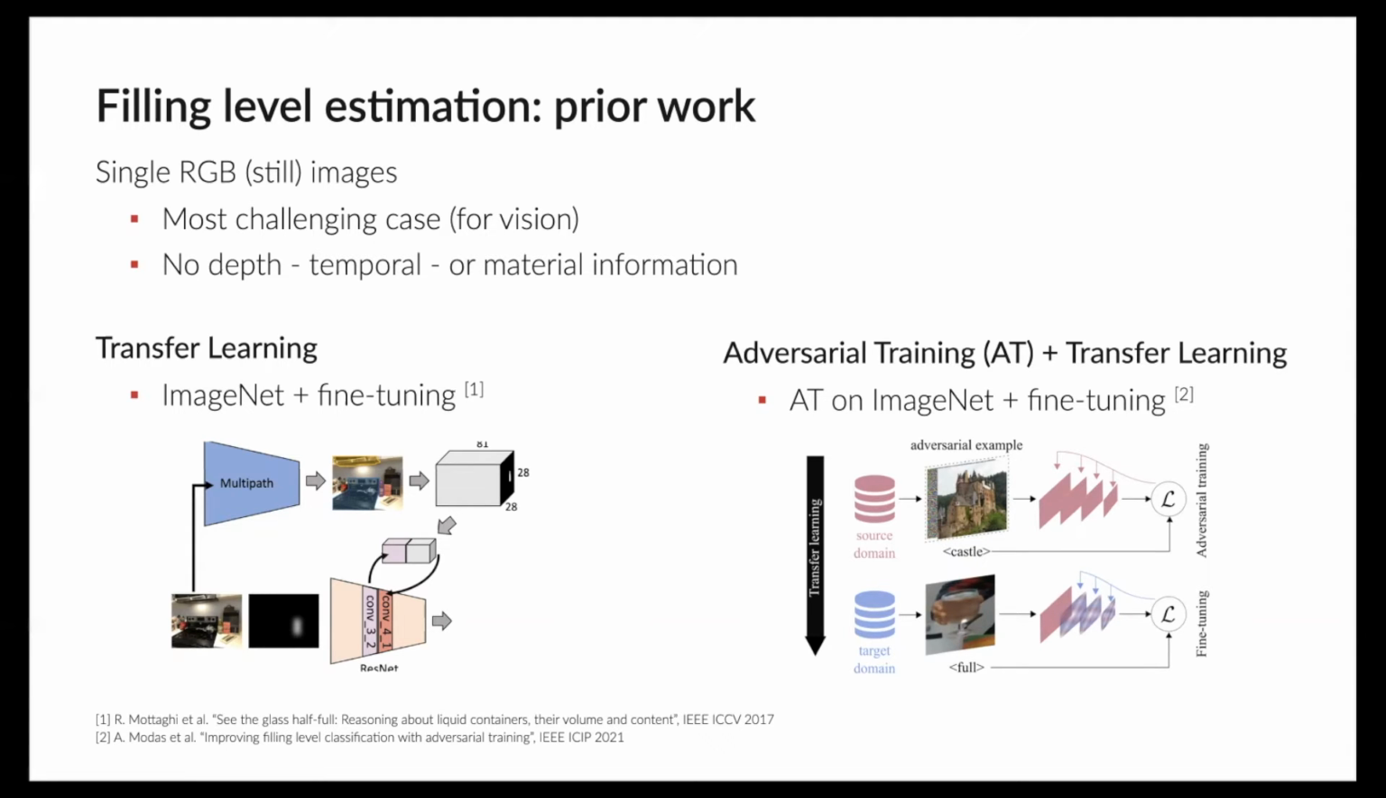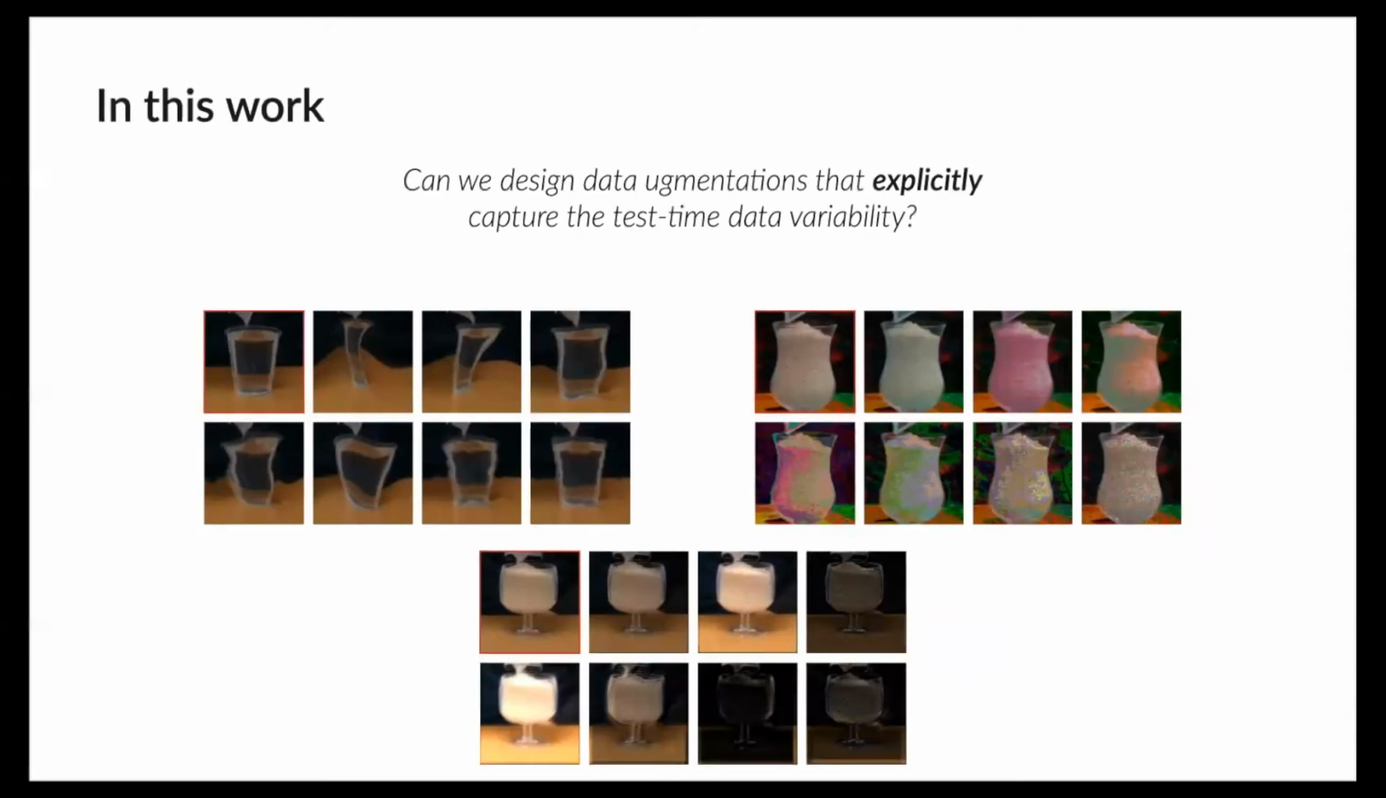But recall that in transfer learning, there is no mechanism to explicitly guarantee that the transferred features are actually relevant for the target task. Hence, in this work, we question the necessity of transfer learning. Instead, we investigate if we can design a data augmentation scheme that can explicitly capture the test time data variability in the task of filling level estimation.